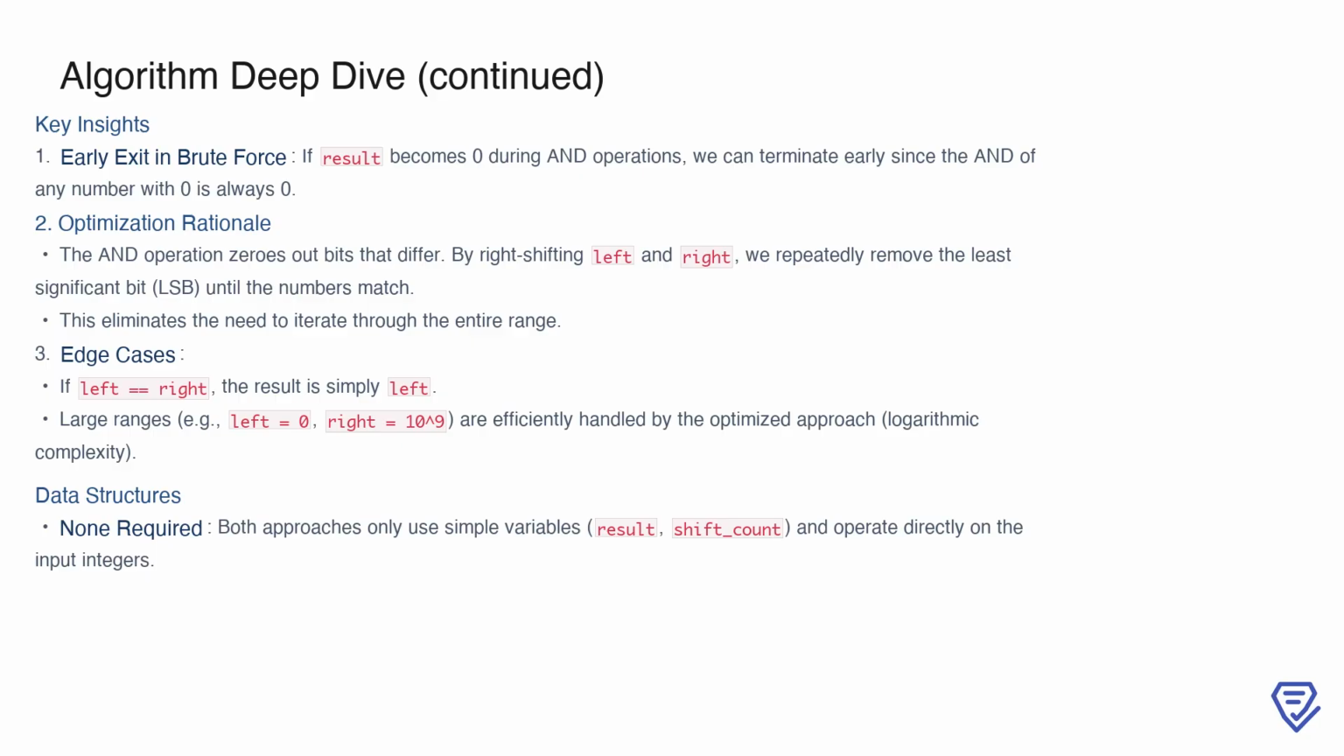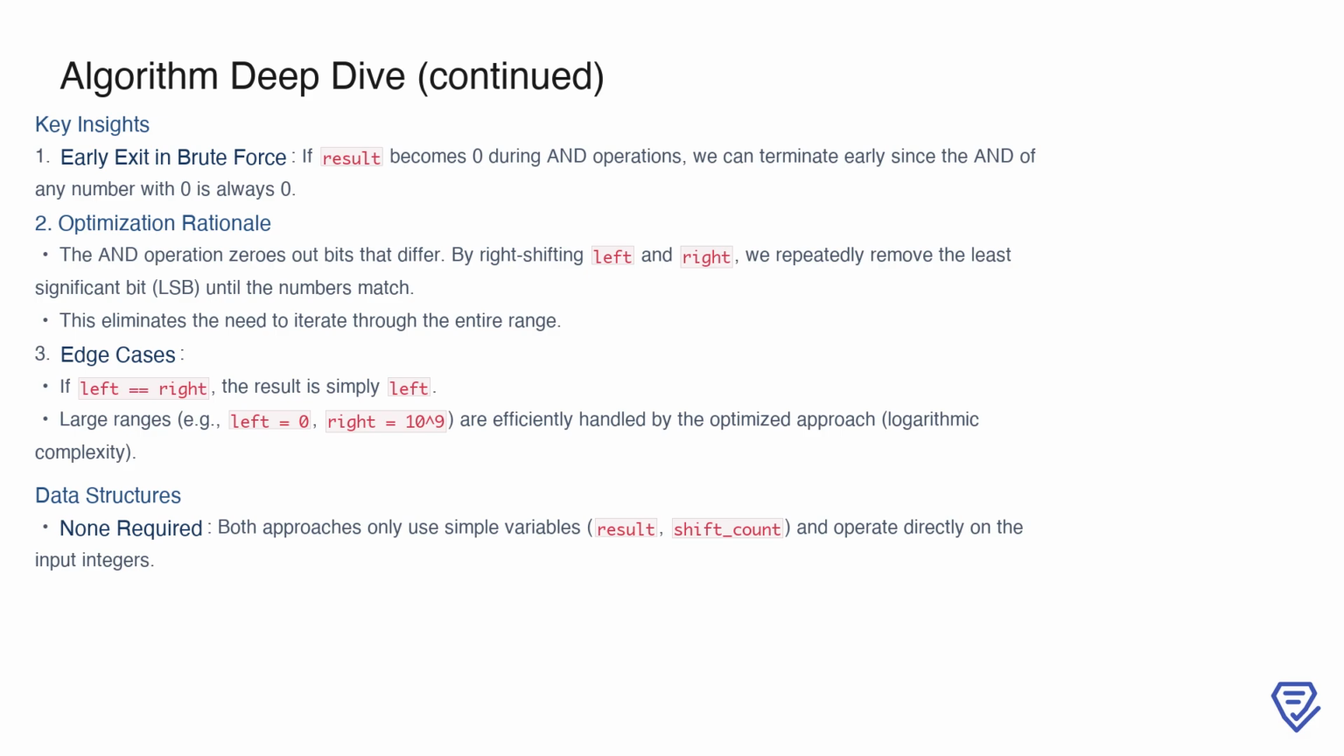The optimized approach is built on several key insights. First, in the brute force method, if result becomes 0 at any point, we can terminate early because the AND of any number with 0 is always 0. Second, the optimized method works by recognizing that the AND operation eliminates differing bits, and right shifting repeatedly removes the least significant bit until the numbers match. This avoids the need for a full iteration through the range.